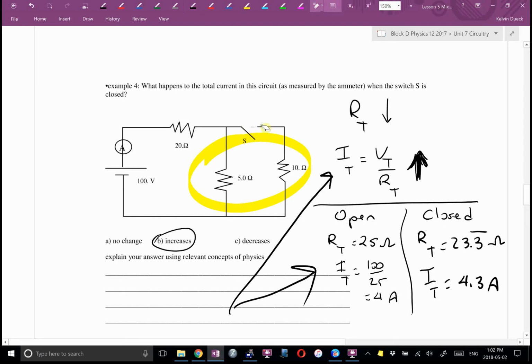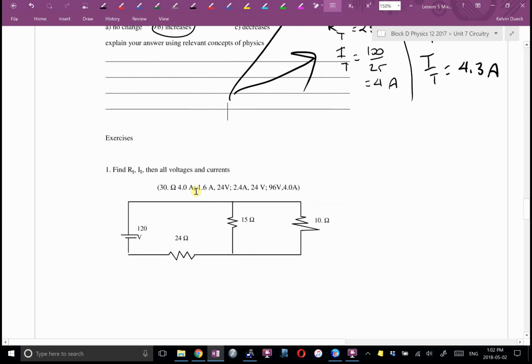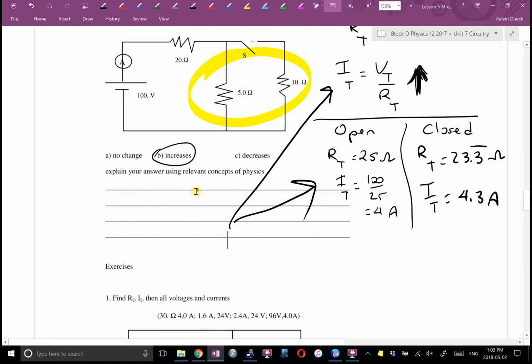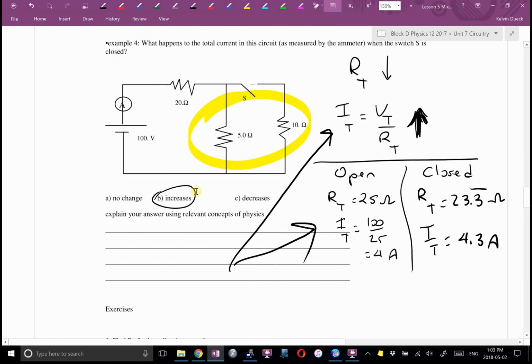When you closed this switch, this bulb would get brighter. This one would get dimmer because now it's splitting the current between two bulbs. But if you added a resistor in series, that increases overall resistance. Absolutely, that does.